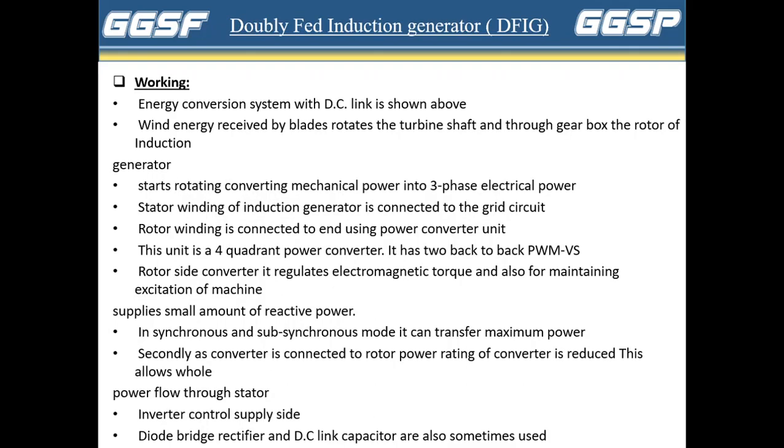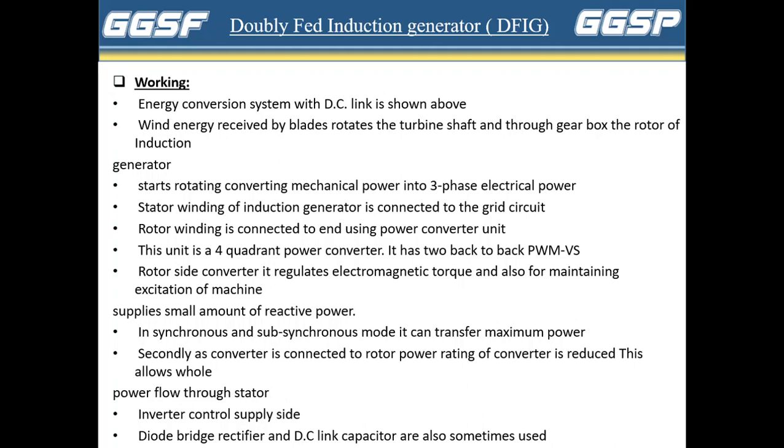Next, double-fed induction generator. The working of the double-fed induction generator, that is energy conversion system with DC links, is shown in the above diagram. The energy received by the blades rotates the turbine shaft through the gearbox of the rotor induction generator. The induction generator starts rotating and converting mechanical power into three-phase electrical power. The stator winding of the induction generator is connected to the grid system. The rotor winding is connected to the grid using a power converter unit. This unit is a 4-quadrant power converter.